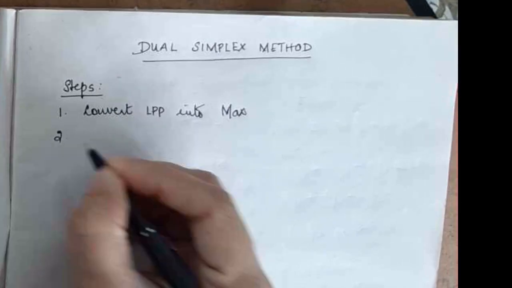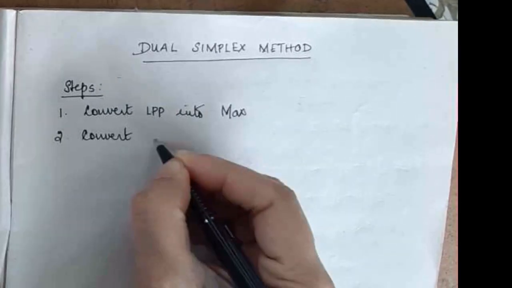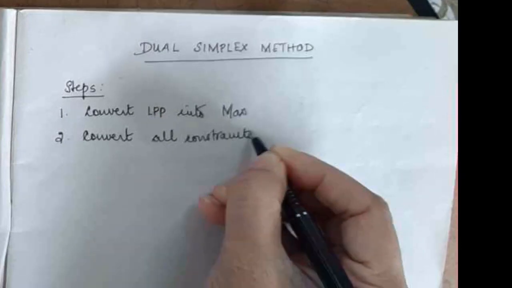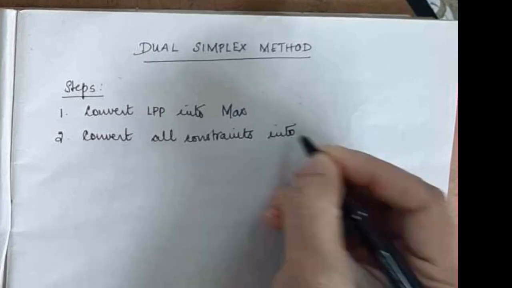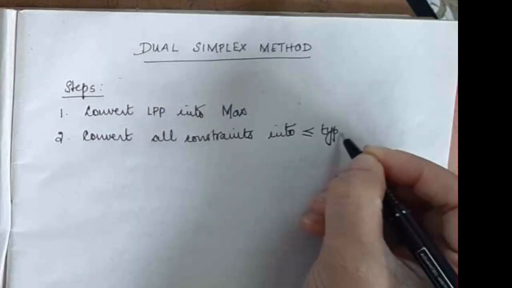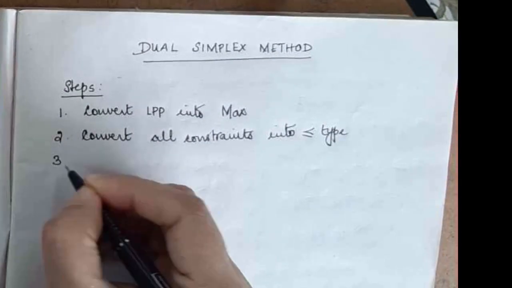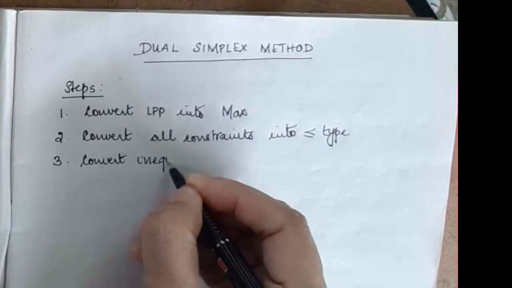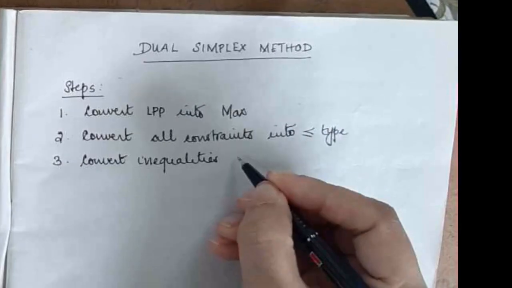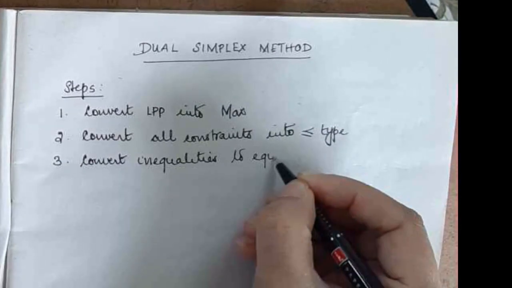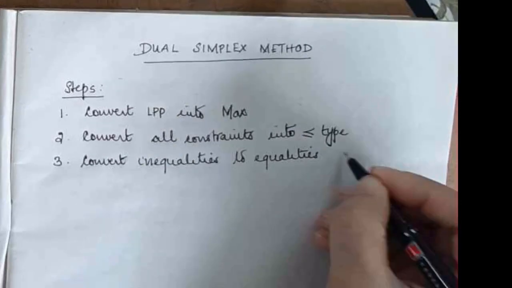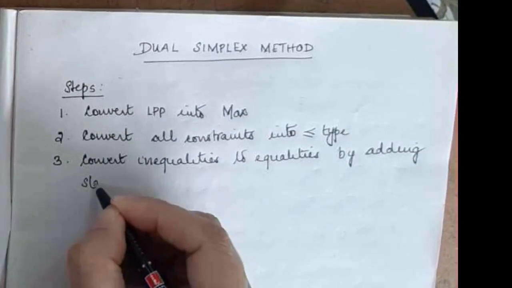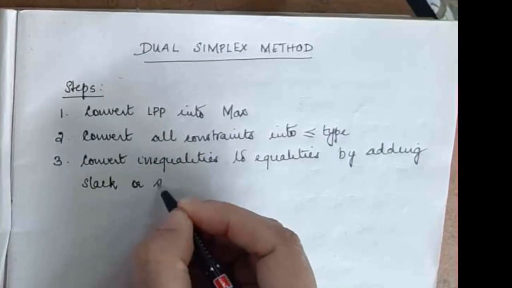Since it is maximization, convert all constraints into less than or equal to type. Third one, convert inequalities. If you have greater than or less than, you convert that to equalities by adding slack or surplus variables.